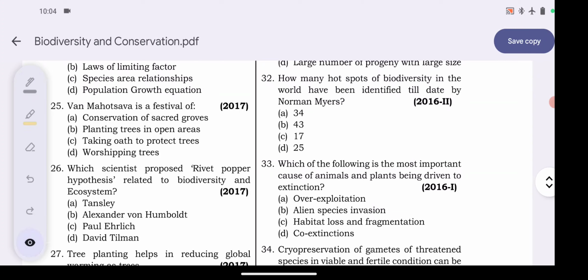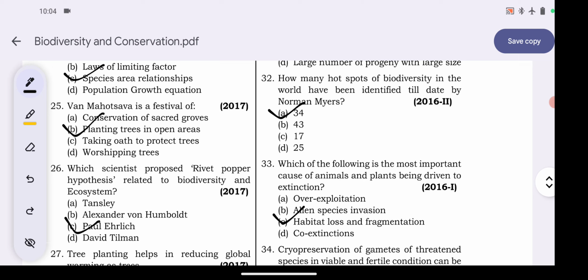Question number 33. Which of the following is the most important cause of animals and plants being driven to extinction? Overexploitation, alien species invasion, habitat loss and fragmentation, co-extinction. Your answer will be option C, habitat loss and fragmentation.